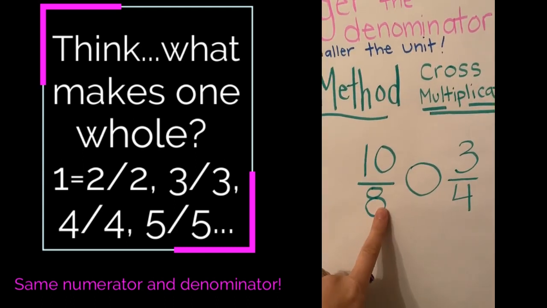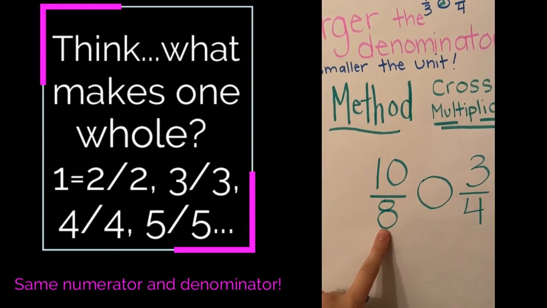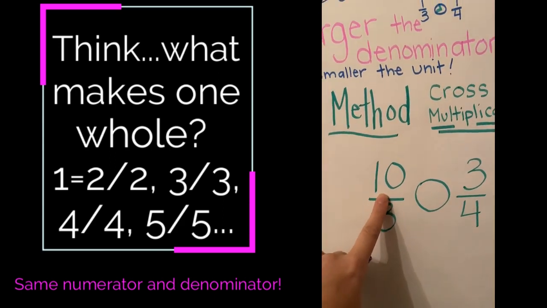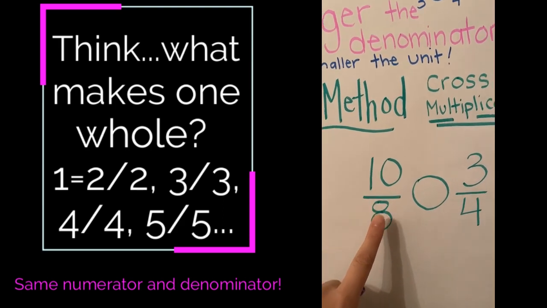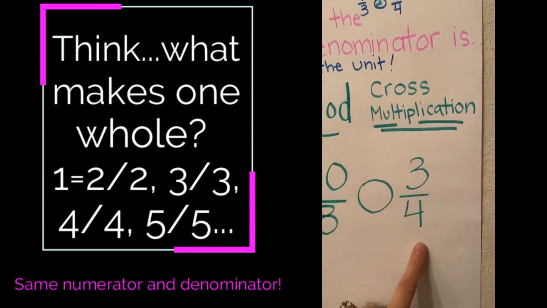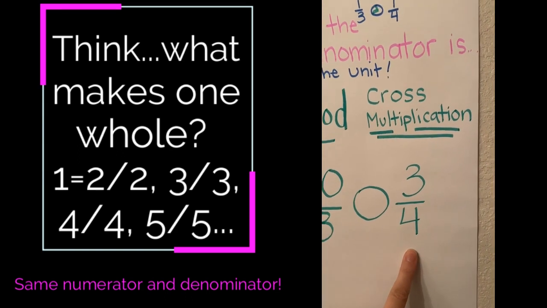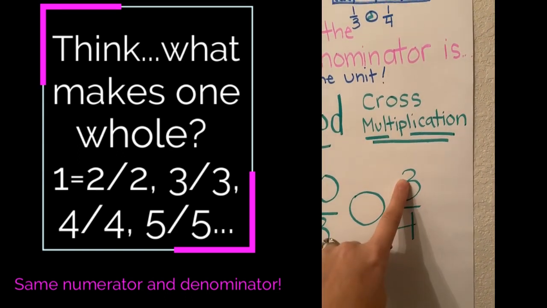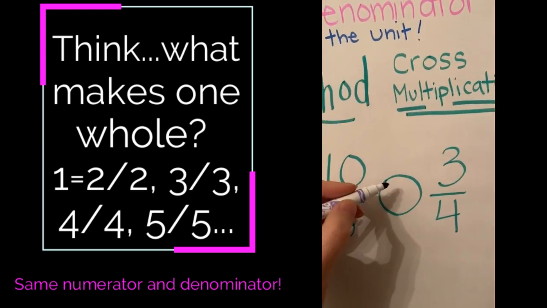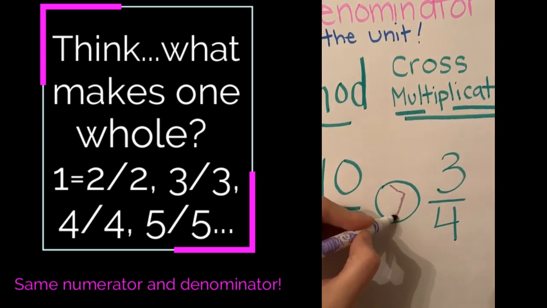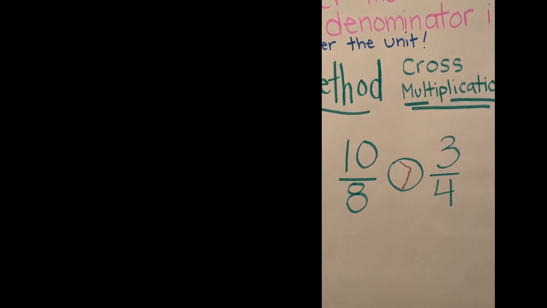So I notice here, if 8 eighths is 1 whole, I know that this number is greater than 8. 10 is greater than 8, so it's going to be greater than 1 whole. But here, you need 4/4 to equal 1 whole, so this is not quite 1 whole. So I can already tell that 10 eighths is going to be bigger than 3/4.